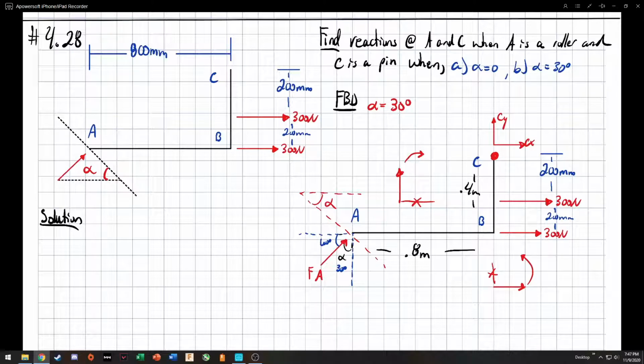Being that alpha is going to be at 0 degrees, that's going to be a pretty simple problem. So I'm not going to do it. Instead, I'm going to do the harder one for y'all. So I'm going to do it though alpha is at 30 degrees.